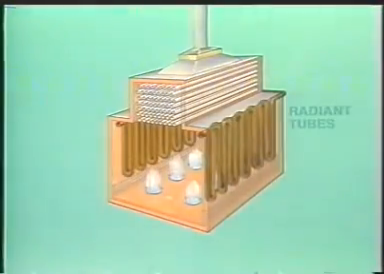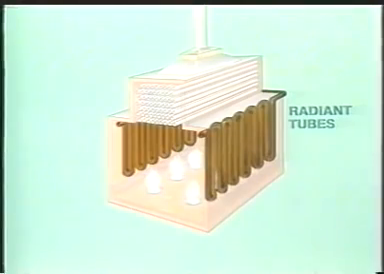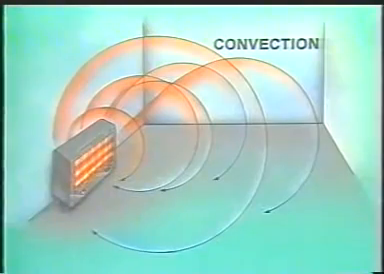In a furnace, the tubes that are exposed to direct heat from the burners are called the radiant tubes. Heat is transferred to these tubes primarily by radiation. A second method of heat transfer is convection. Convection involves a flow of gas or liquid to carry heat.